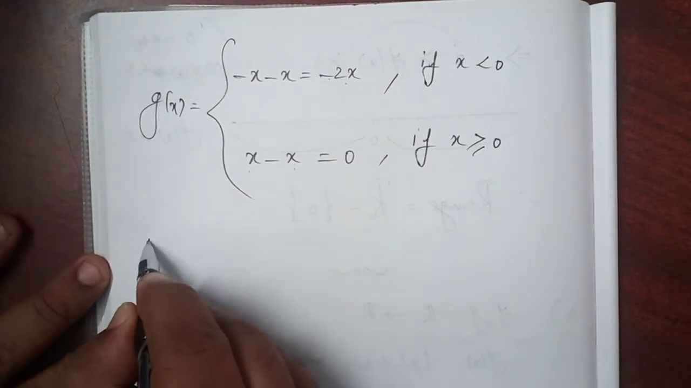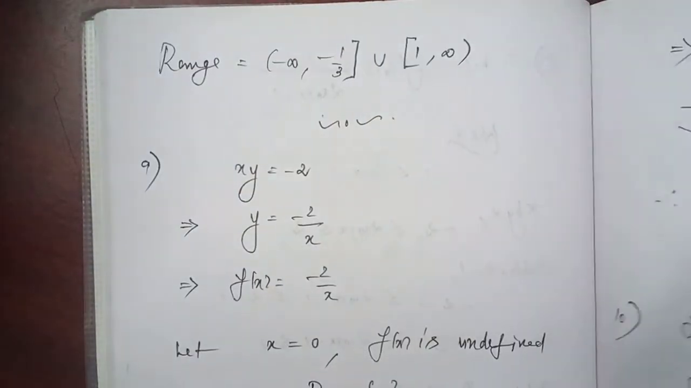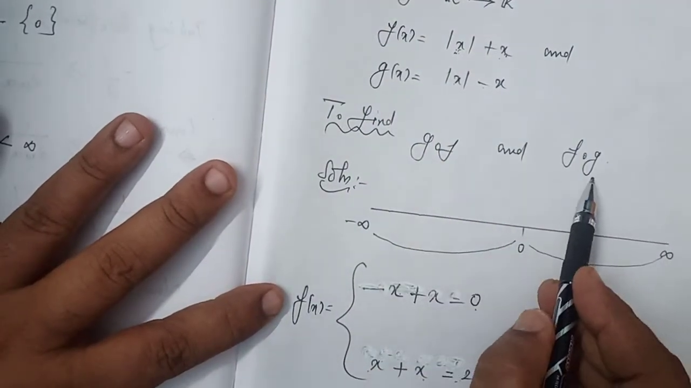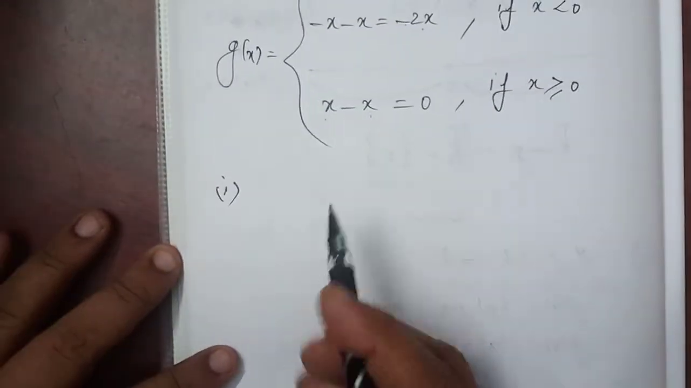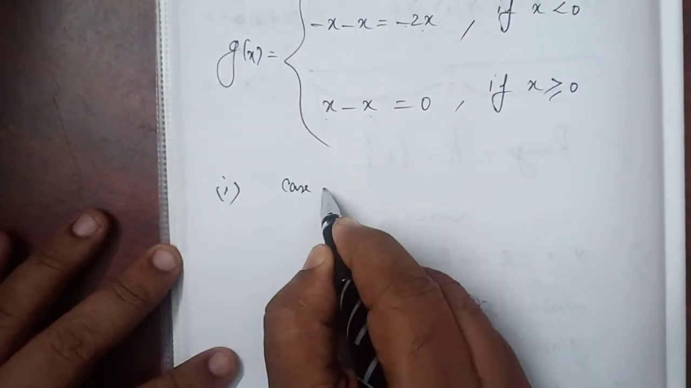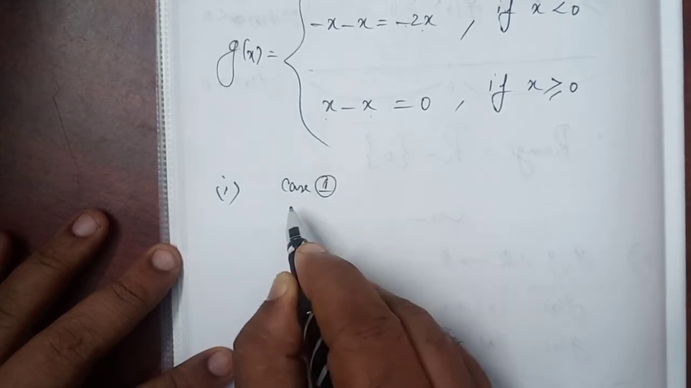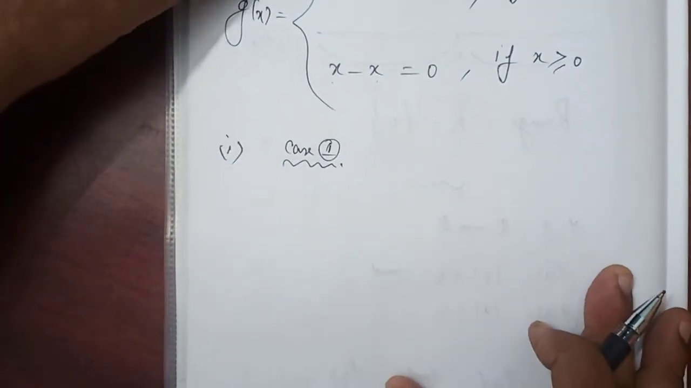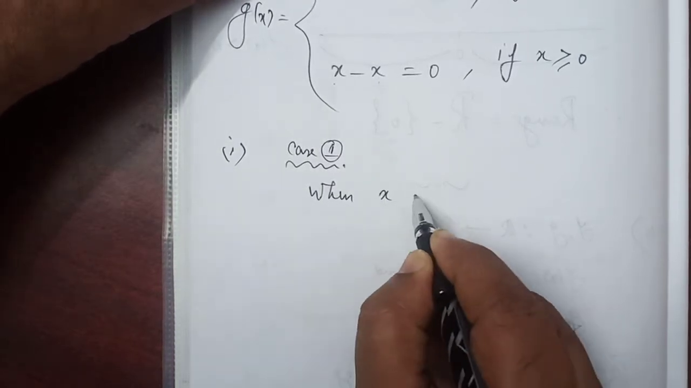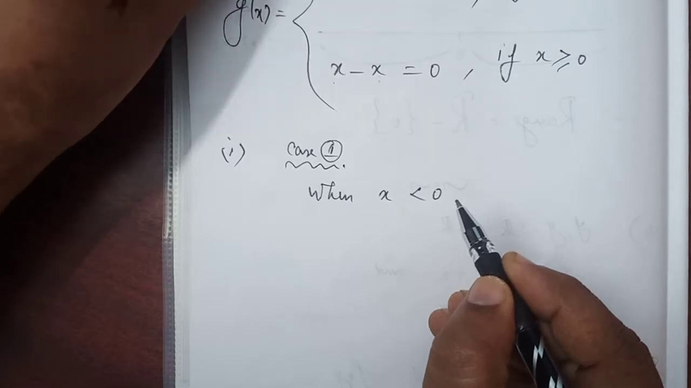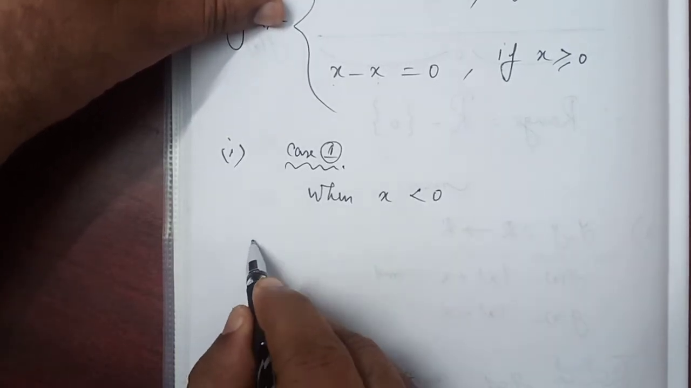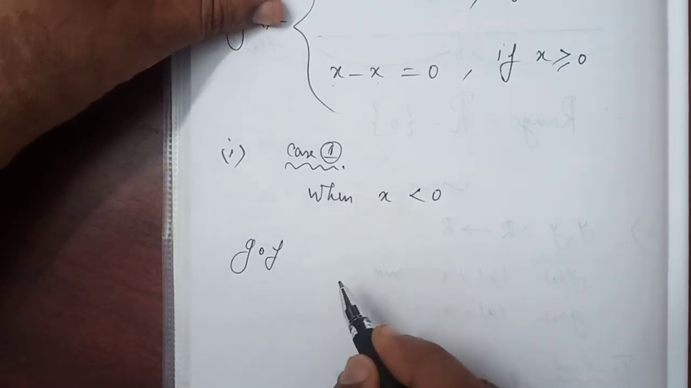Now subdivision number 1. I am going to find g dot f first, and after that f dot g. G dot f itself has two cases. Case number 1: when x is less than 0. Second case: x greater than or equal to 0.